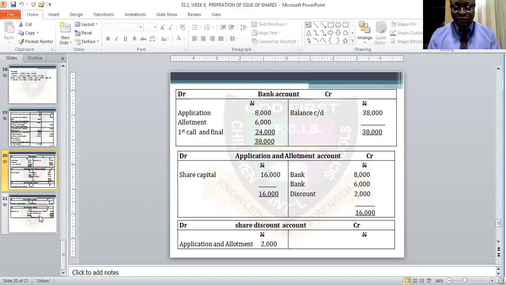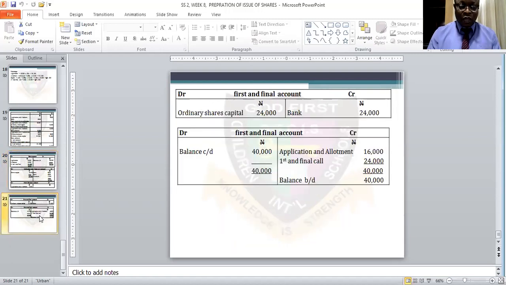Mind you, under our working the other time, we got 2,000 naira for the discount. So let us add everything together. That will give us 16,000 naira. Then share discount account, 2,000 naira, application and allotment account. Then first and final call account, ordinary share capital 24,000 naira. Then bank account is 24,000 naira. Then let us look at the first and final call account. Application and allotment account 16,000. First and final call account 24,000 naira. When you add them together, that will give us 40,000 naira.